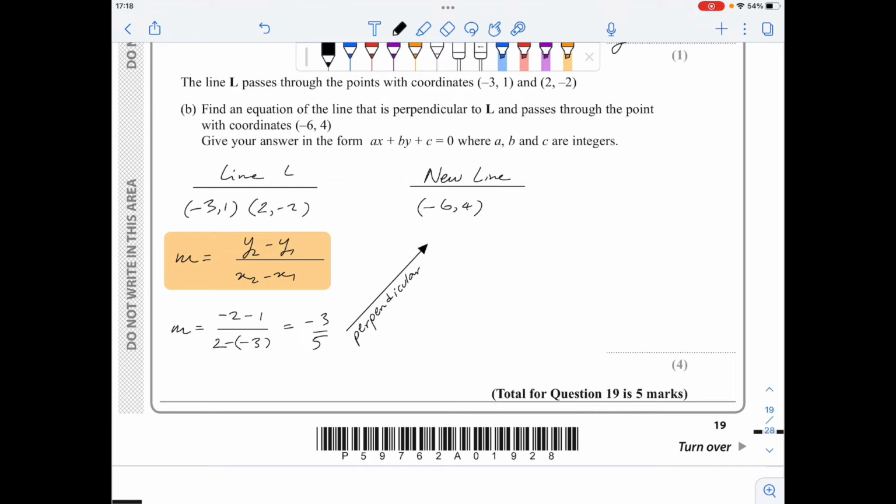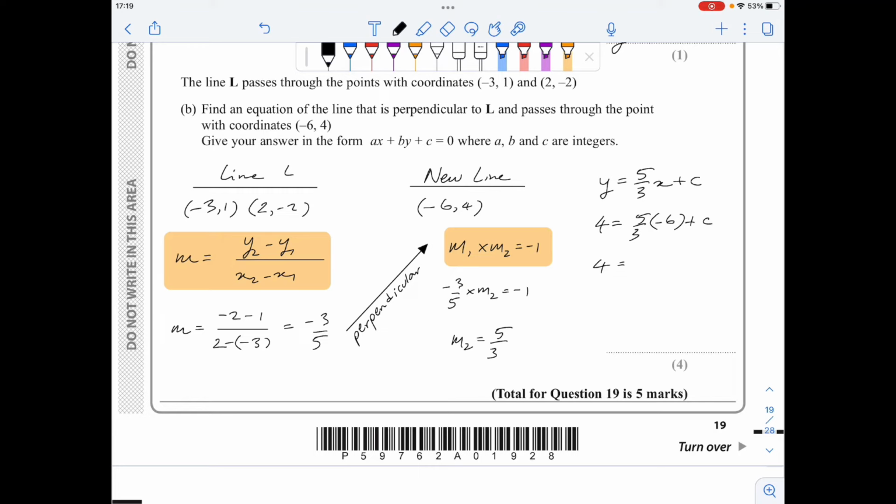And for perpendicular lines, I know the following. So -3 over 5 times the second gradient is -1. And so the second gradient is 5 over 3. So the equation is y equals 5 over 3 x plus c. Let's substitute the point -6, 4. So 4 equals 5 over 3 times -6 plus c.